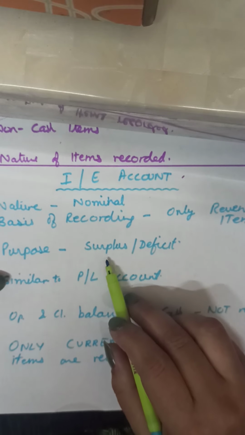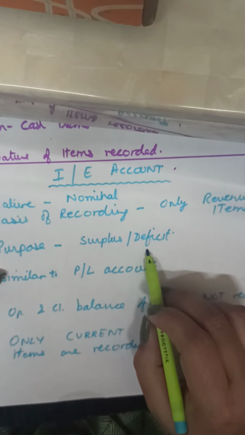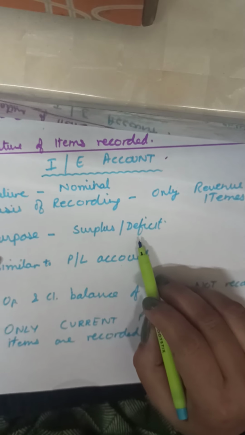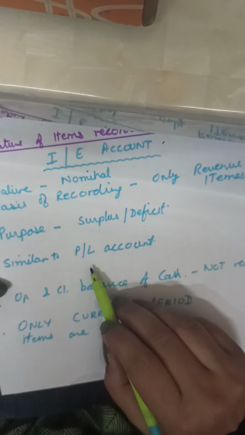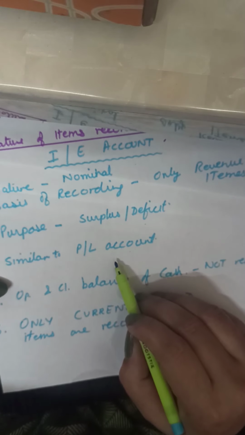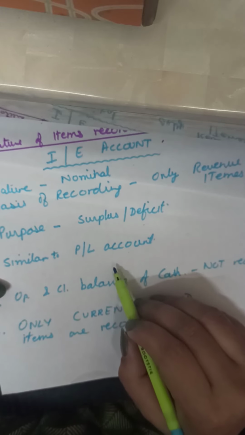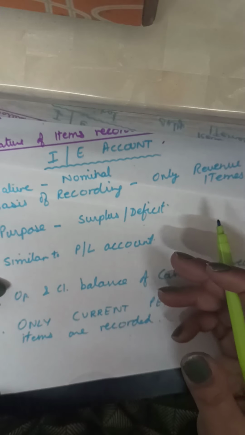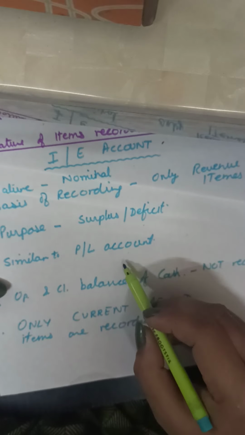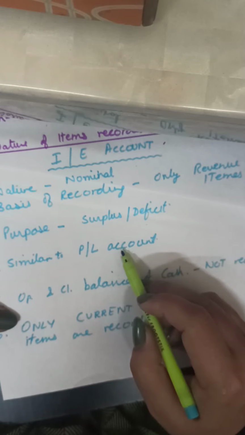Then the purpose of this account is to calculate the surplus or the deficit. In case the incomes exceed, it is surplus. In case the expenses exceed, it is the deficit. Then it is similar to the profit and loss account. Yes, it is very similar. It is prepared in the same manner as the profit and loss account. So all the adjustments relating to the current year, depreciation, prepaid expenses, outstanding expenses, accrued income, all those adjustments have to be given here, as we used to give in the P&L account.